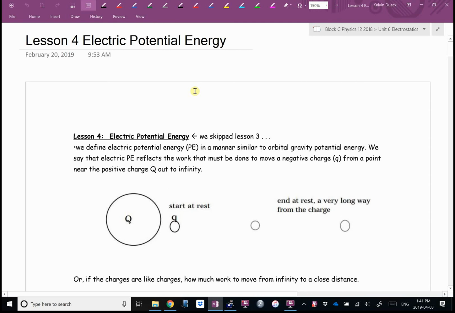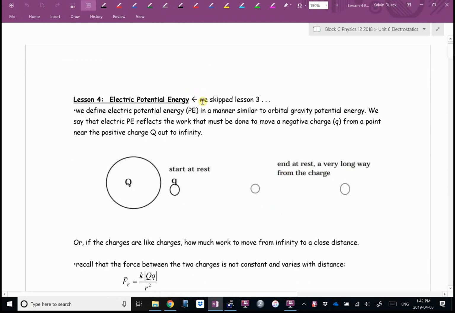Electric potential energy. You're probably going to want your formula sheet out. You're definitely going to want your formula sheet out. We're going to define electric potential energy in a manner similar to cosmic or orbital gravitational potential energy.